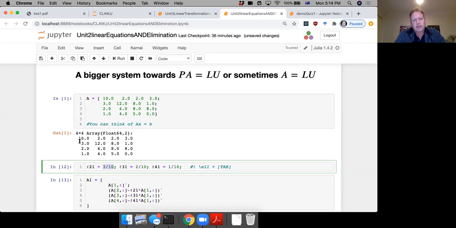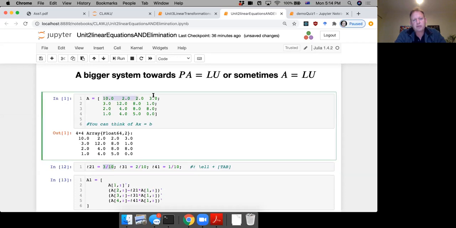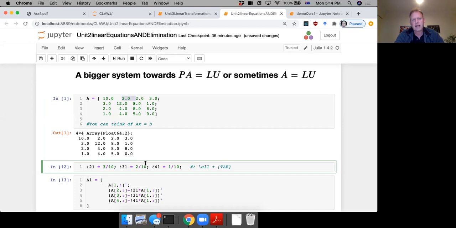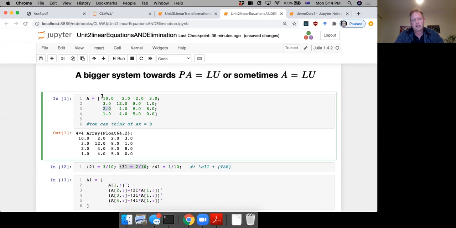Why is it going to be 3/10? Because if I multiply this first equation by 3/10, then I'm going to get 3 here, and I'm going to get some other things. And you see it's in the 2-1 entry: second row, first column. Similarly, L31 is going to be this entry divided by A11, which is 10. And L41 is going to be this entry, this 1, divided by that.